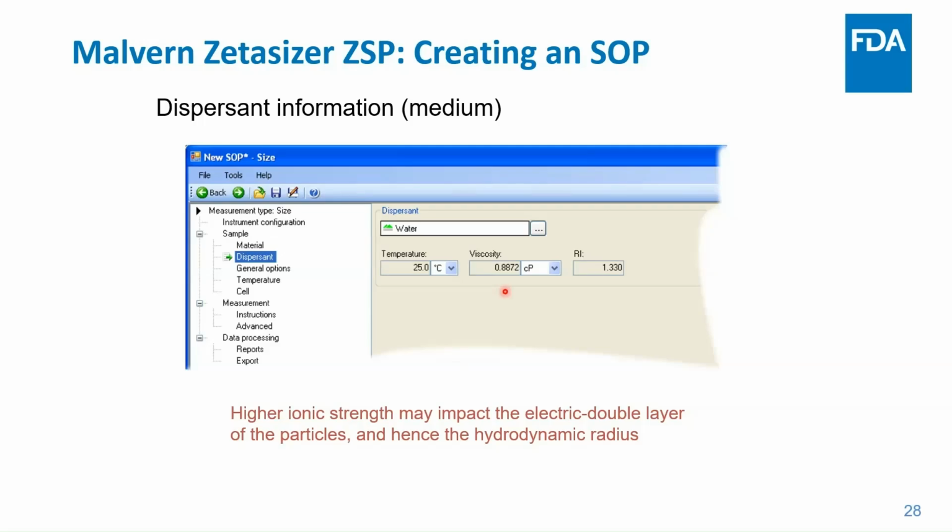Again, also the ionic strength, as far as the impact on the electric double layer and the actual amount of hydrated volume that the particle has to pull around, is also important. So making sure that you're taking a look at their dispersant is very important.